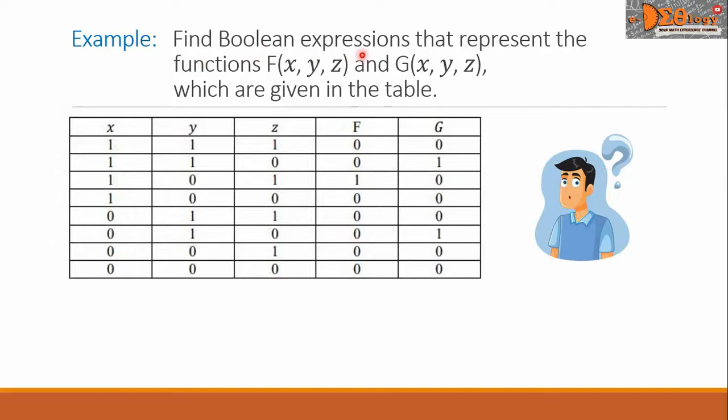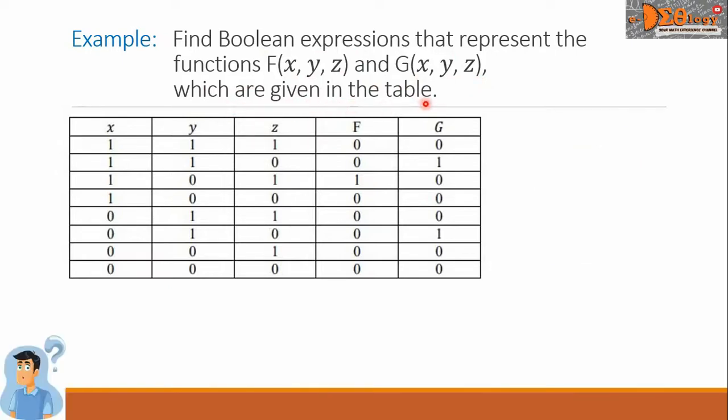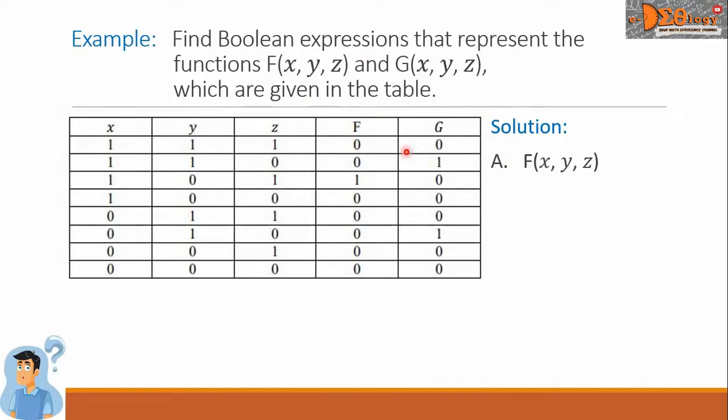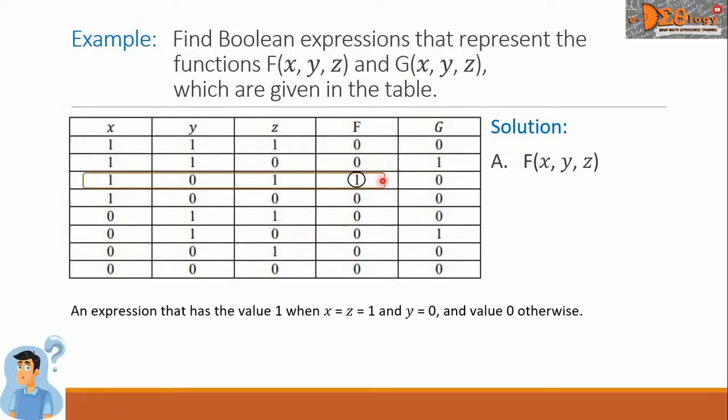Find Boolean expressions that represent the function f(x, y, z) and function g(x, y, z), which are given in the table. Let's begin with the function f. Looking at our column here, we can see that all the numbers are 0 except one. So our goal here is to find an expression to represent the function f.